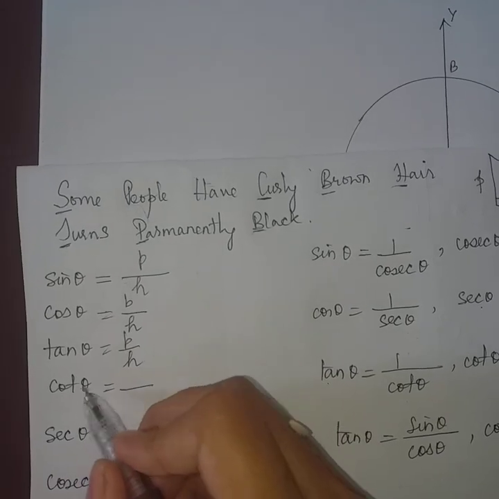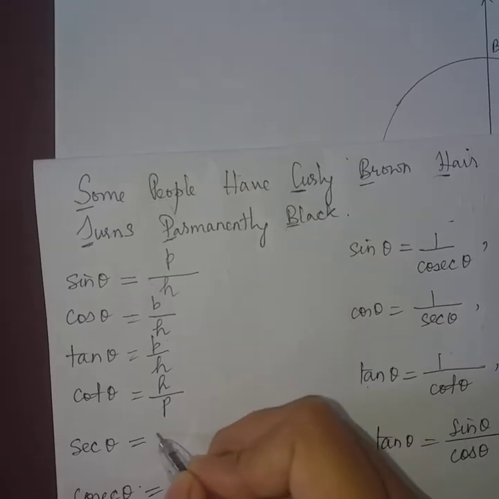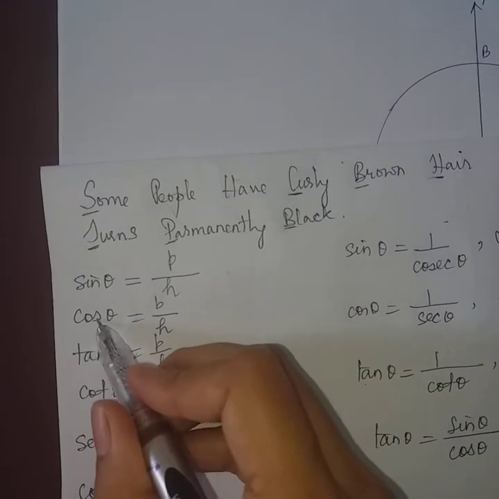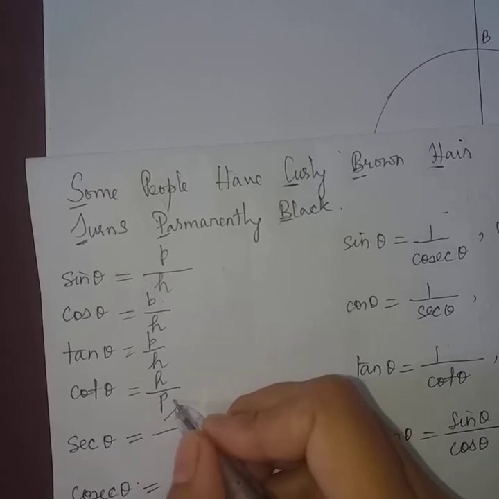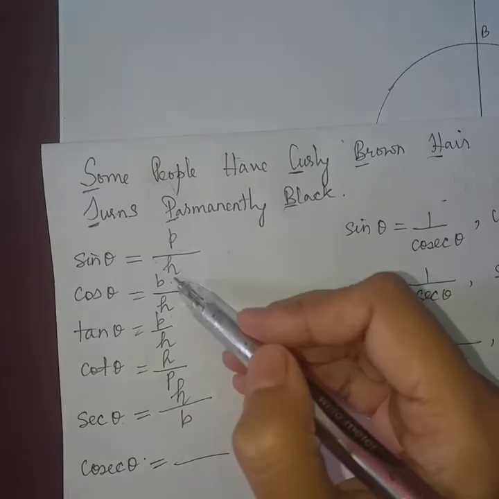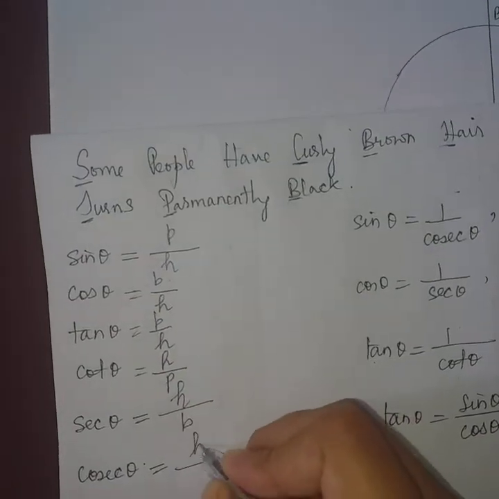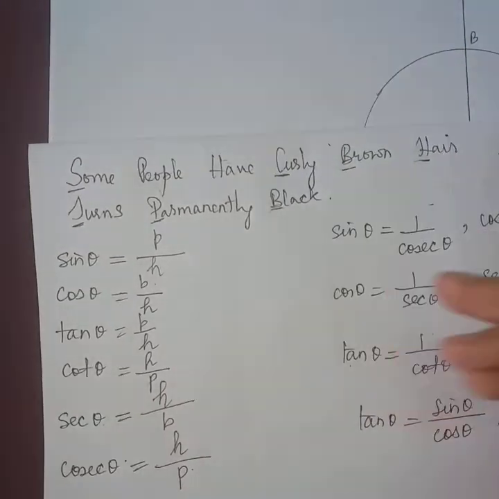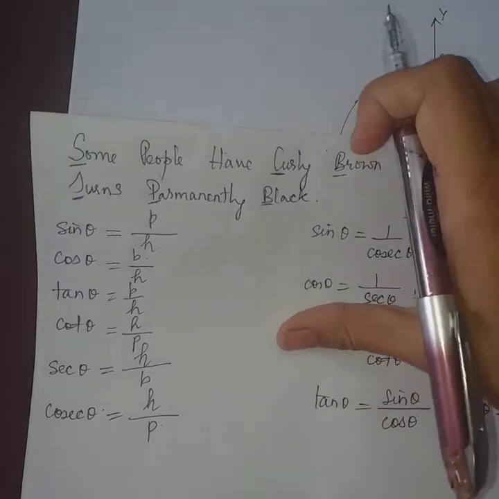Cot theta is the reciprocal of tan theta, so we can write h by p. Sec theta is the reciprocal of cos theta, so we can write h by base, that is hypotenuse by base. And cosec we can write as h by p. If sine is p by h, then cosec will be h by p, since cosec is the reciprocal of sine theta. In this way we have learned trigonometric ratios.